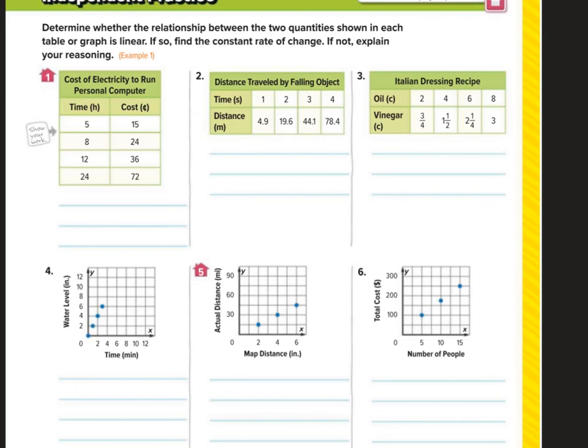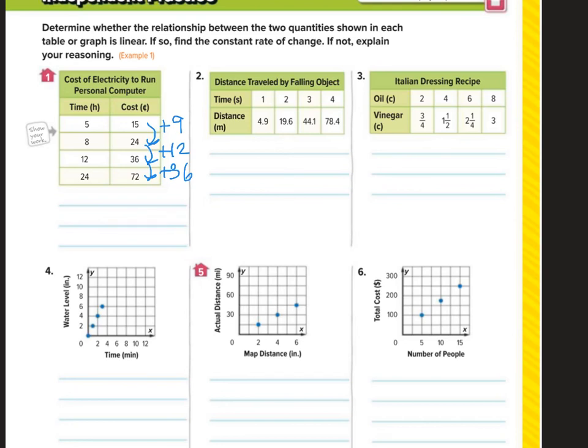So to find a constant rate of change, or at least compare and look at them, we have to look at the change in y over change in x each time. So 15 to 24 is an increase of 9. 24 to 36 is an increase of 12. And 36 to 72 is an increase of 36. Okay, so far it doesn't look like they're fully linear yet, but let's take a look at the other side and then compare the change.